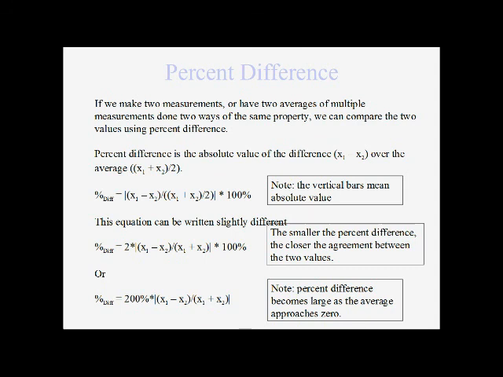We usually do this as an absolute value, so we don't worry about the sign changing depending on which value we pick for x1 and which one we pick for x2. So percent difference is difference divided by average times 100%.